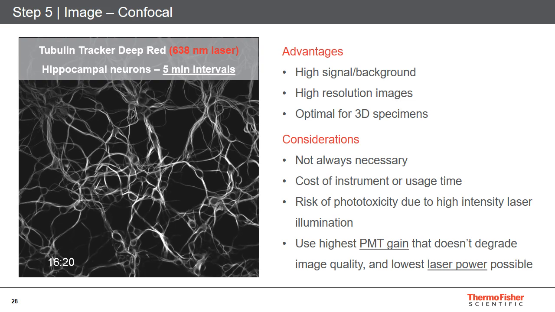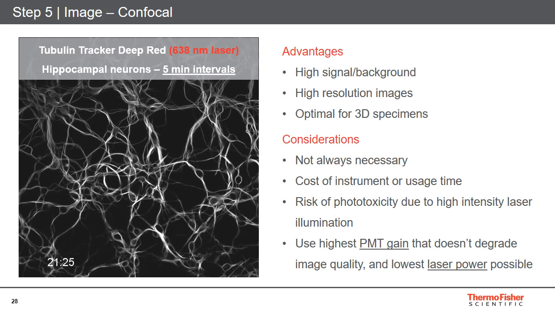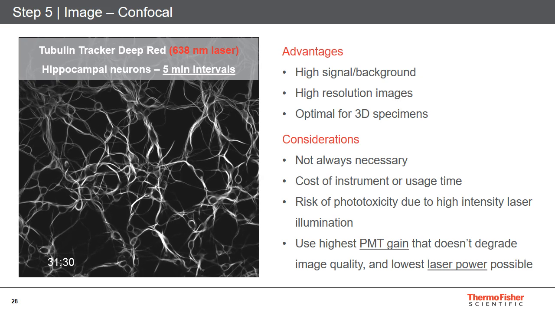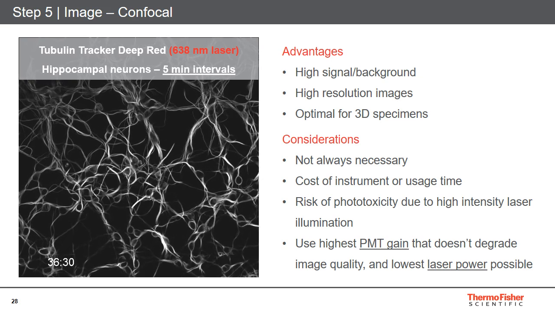Now, one of the other advantages to using these types of scopes is their general sensitivity tends to be much higher. So this also means that you can sample at much higher intervals and frequencies. So now instead of taking 20 images every 20 minutes, we're actually able to take an image every 5 minutes.